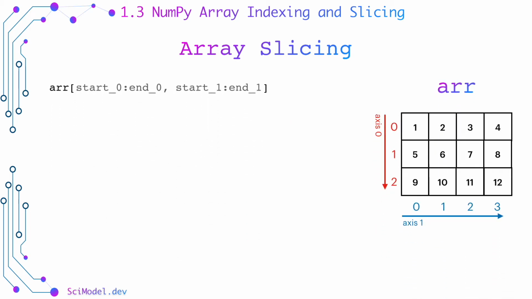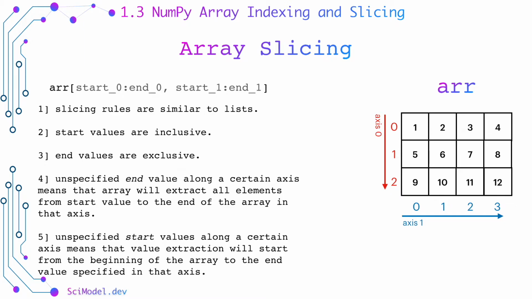What we have seen so far is that a colon extracts values that span all over an axis. What if you want to get portions of values in each axis with a specific starting and ending index? This syntax can do so. NumPy arrays follow the same rules as lists do. Slicing rules are similar to lists. Also, start values are inclusive, and end values are exclusive.